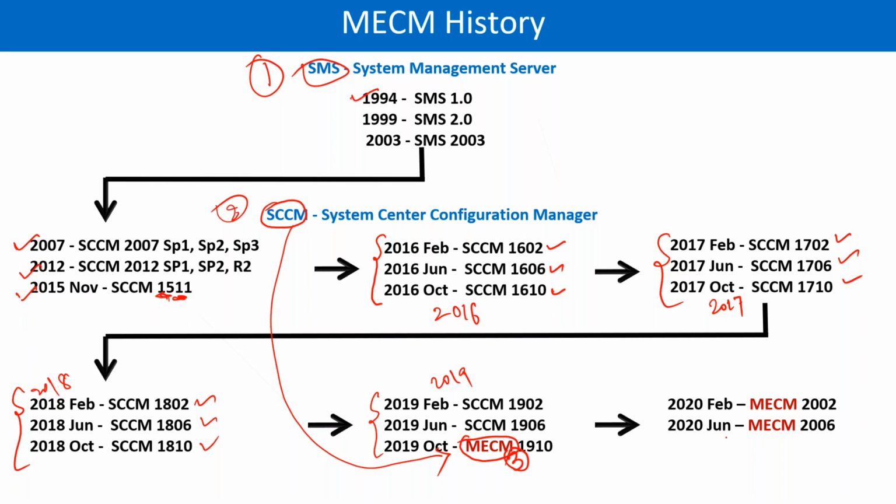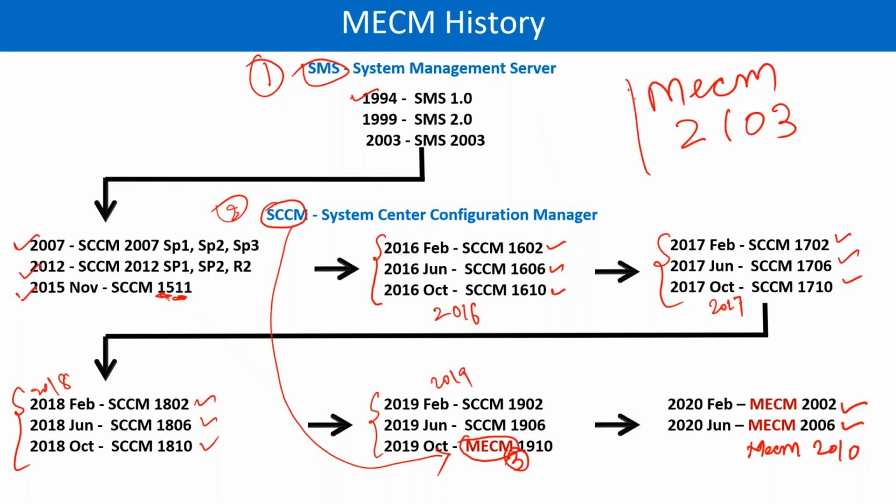So this is the third name of SCCM, that is MECM, Microsoft Endpoint Configuration Manager, 1910. Now in the year 2020 they released 3 versions, 2002, 2006, and 2010. Then this year Microsoft has released 2103 MECM. That is the latest and greatest version of SCCM.